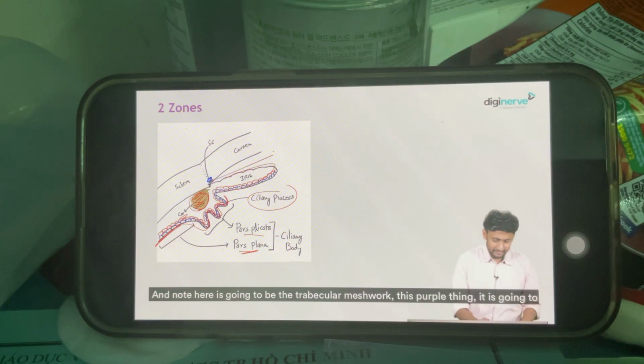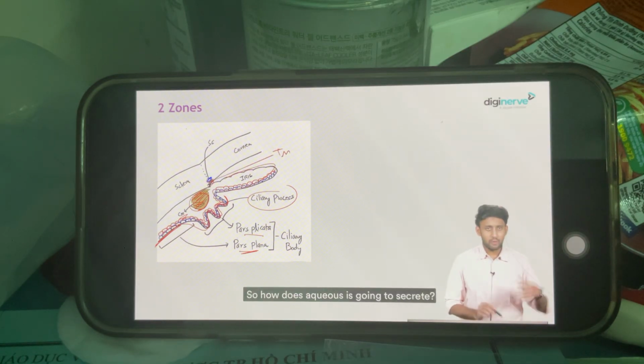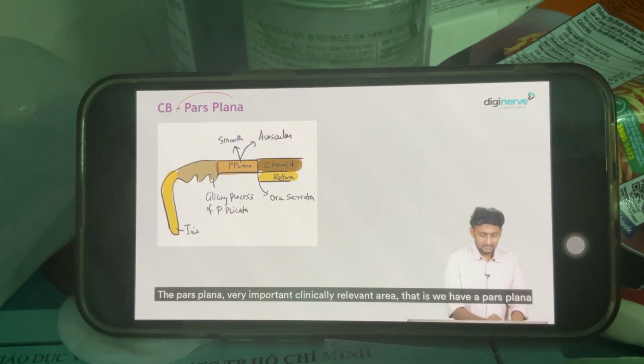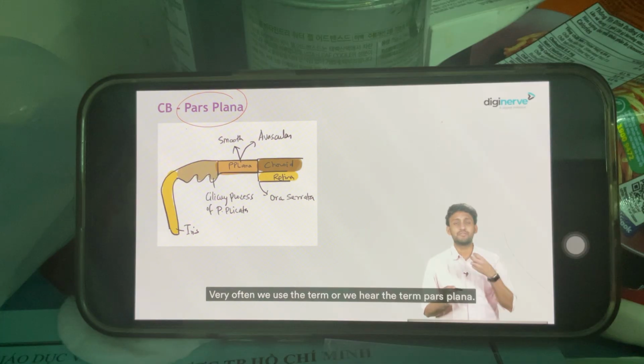And note here is going to be the trabecular meshwork, this purple thing. Then the Schlemm's canal. So how is aqueous going to be secreted? Aqueous is going to come from here all the way to the pupil and into the trabecular meshwork. The pars plana is a very clinically relevant area. That's why you have a pars plana vitrectomy. Very often we hear the term pars plana.